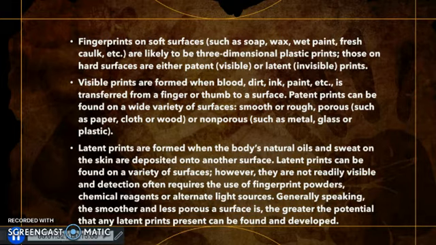Patent prints can be found on a wide variety of surfaces, smooth or rough, porous, such as paper, cloth, or wood, or non-porous, such as metal, glass, or plastic. Latent prints are formed when the body's natural oils and sweat on the skin are deposited onto another surface. Latent prints can be found on a variety of surfaces.